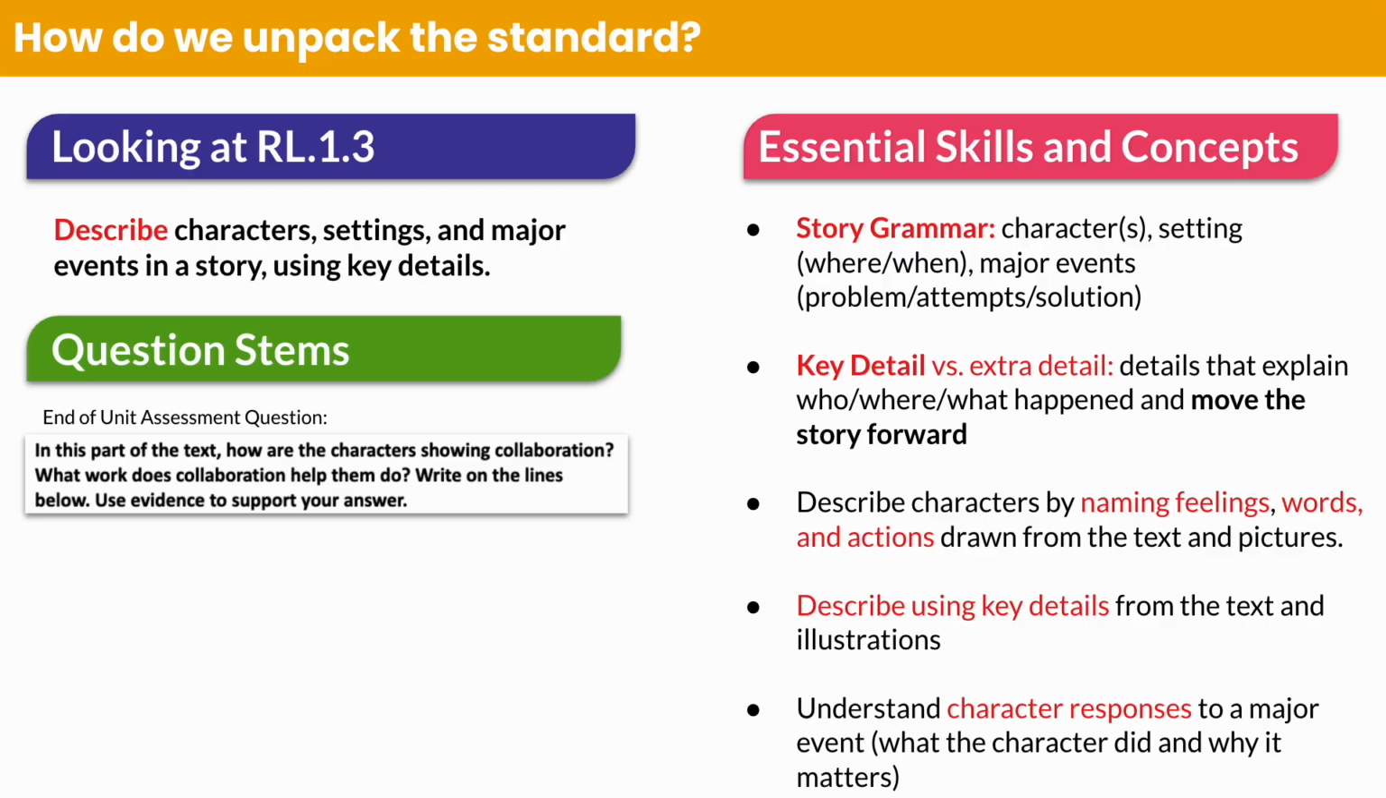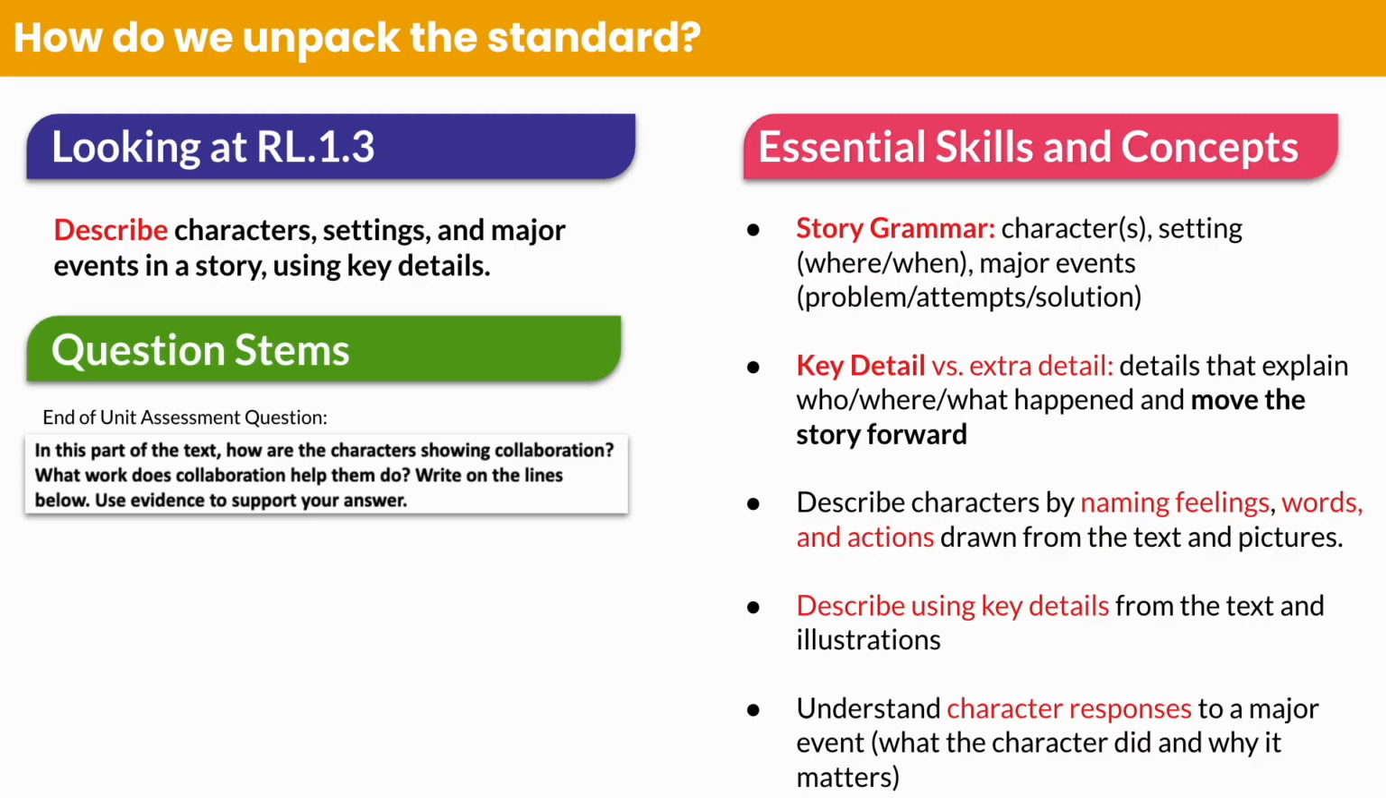For characters, that might mean naming feelings, words, or actions. For settings, they should be able to tell you when and where the story happens. For events, they should be able to recount them in order and explain how a character responds, like what did the character do and why it matters. It's important to note the difference between a key detail and an extra detail. Key details explain who, where, or what happened and move the story forward.